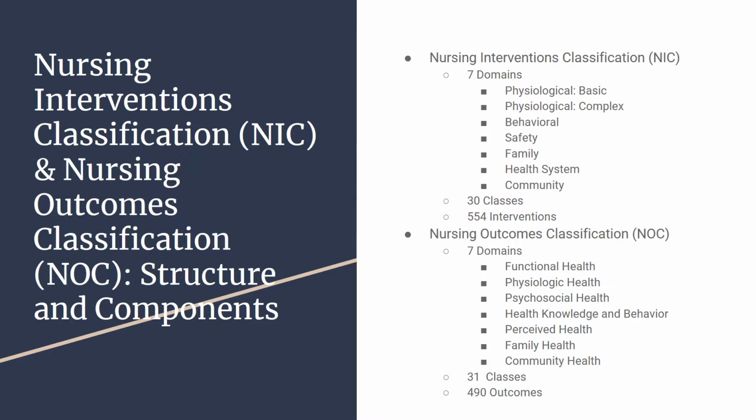The NOC contains 490 outcomes that use a 5-point Likert scale to measure the effectiveness of the interventions. The domains that make up the NOC are functional health, physiological health, psychological health, health knowledge and behavior, perceived health, family health, and community health.